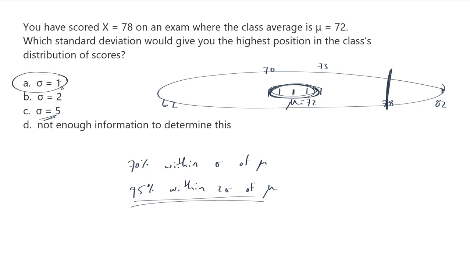So a small standard deviation means that your score stands out dramatically. If you are above the class average, you are dramatically above the class average when you have a small standard deviation. If you were below the class average, you would be dramatically below or significantly below. So with a standard deviation of 1, a score like 78 is significantly higher than the central tendency or the mean of 72. So the answer here is A.